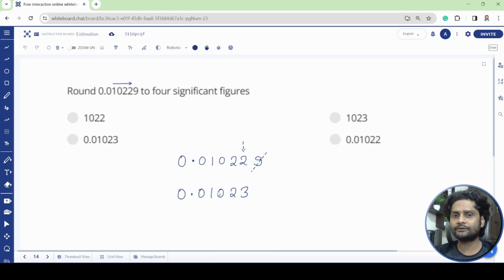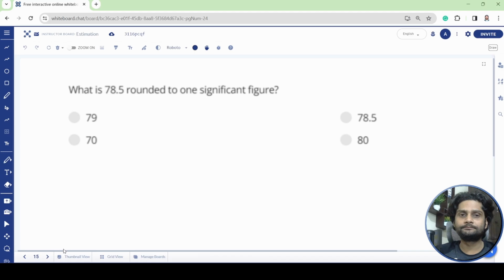Right now you can count there are 6 digits in that number. However, there are 2 leading zeros which are not significant, but there exists another 0 between 2 non-zero numbers. It's still significant. So total there are 4 significant figures. So we can simply choose the option. This option is correct. Let's take the next example.